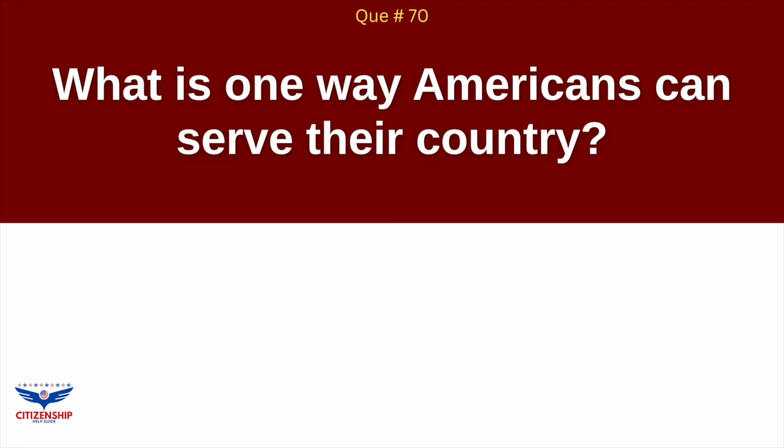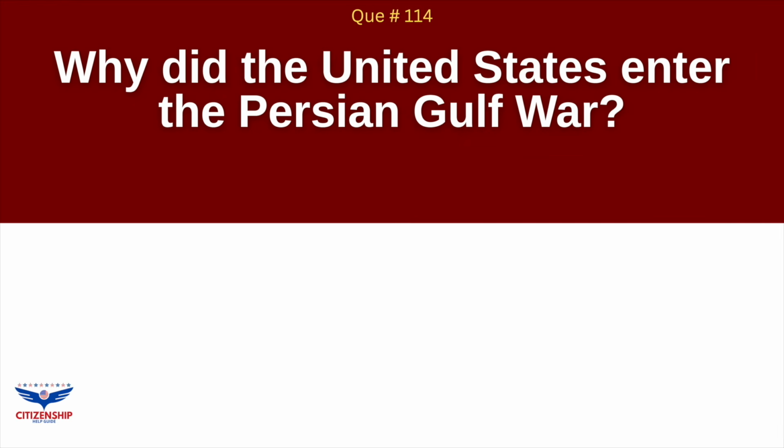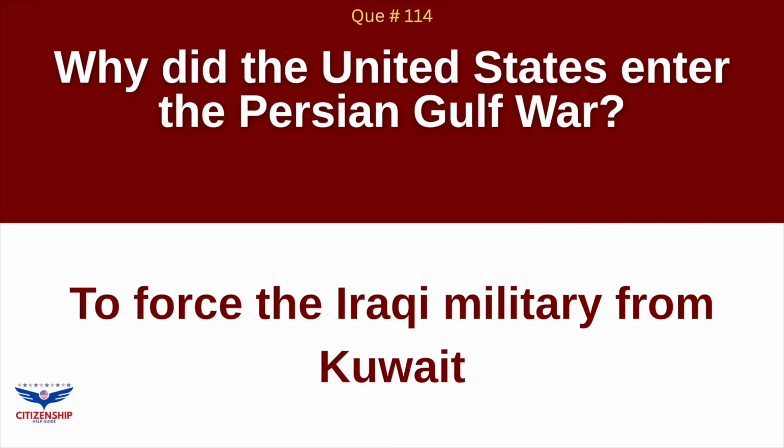What is 1 way Americans can serve their country? Vote. Why did the United States enter the Persian Gulf War? To force the Iraqi military from Kuwait.